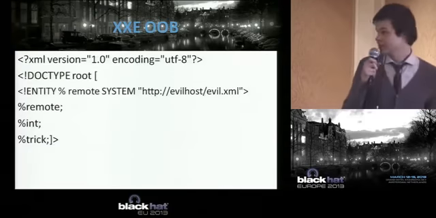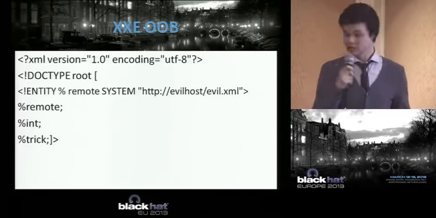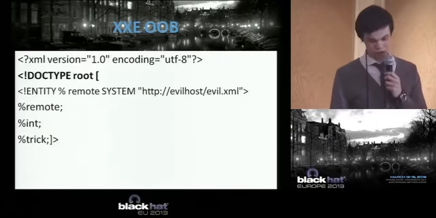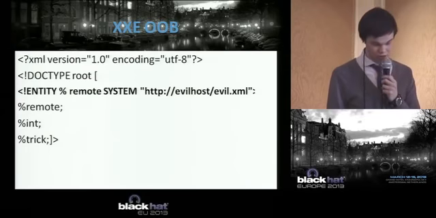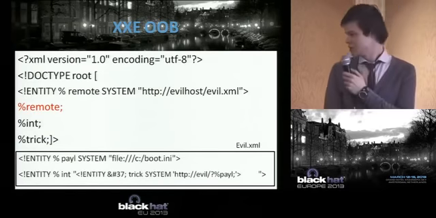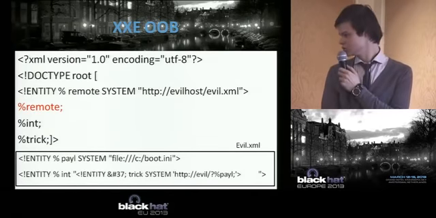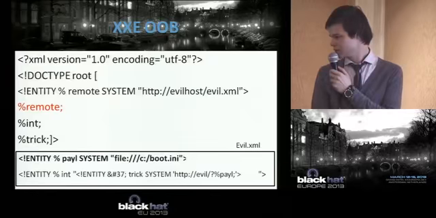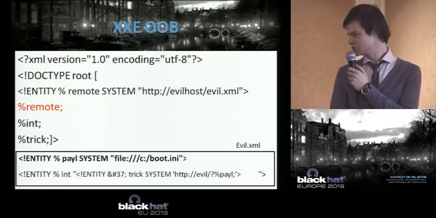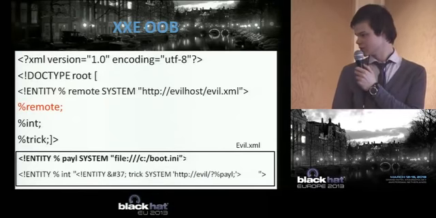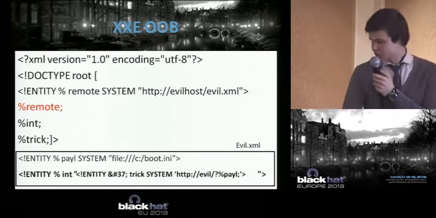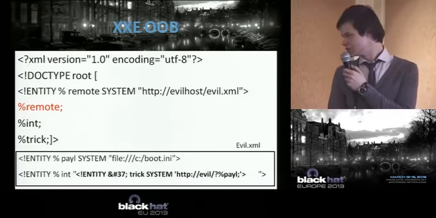So let's demonstrate our main technique. We send to the server a specially crafted XML document with a defined doctype. In the doctype there is a definition of parameter entity remote, and when remote is referenced, it accesses evil host evil.xml, and there is parameter entity payload. It is an external entity which accesses C boot.ini, for example, and there is a definition of parameter entity internal, which contains a definition of parameter entity trig.